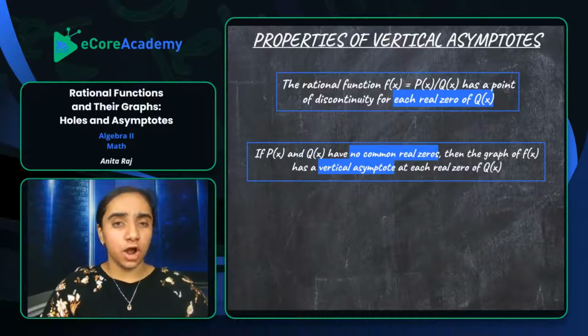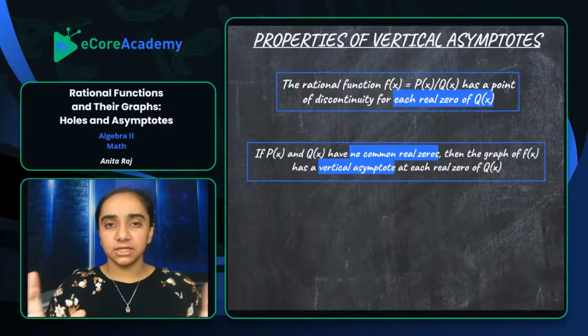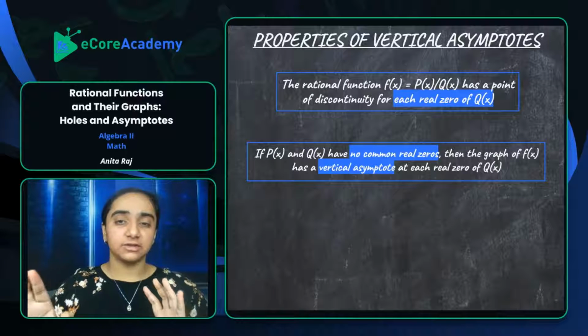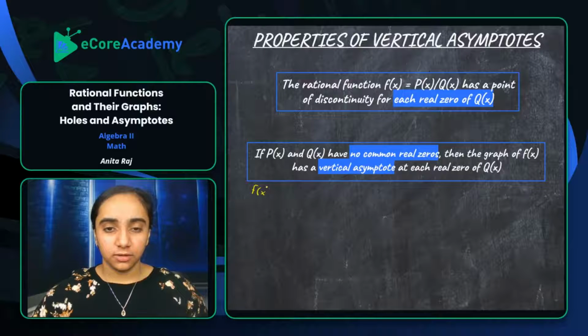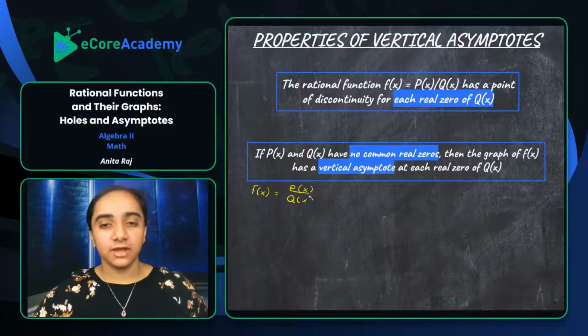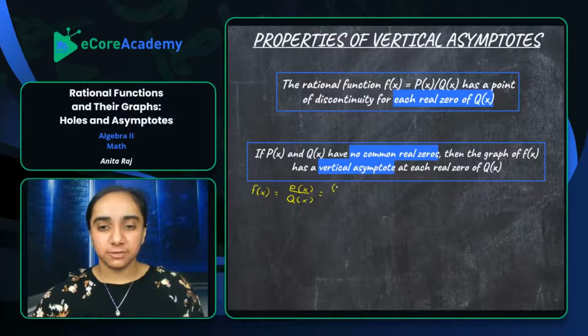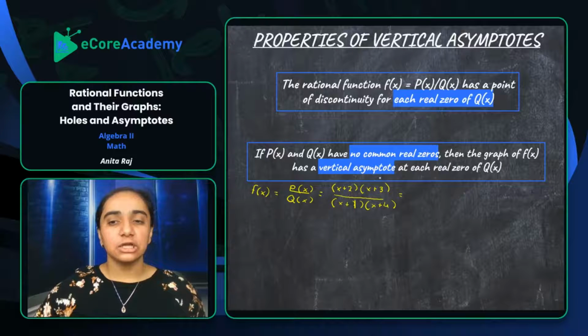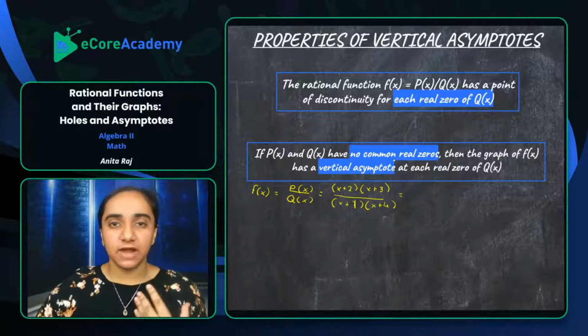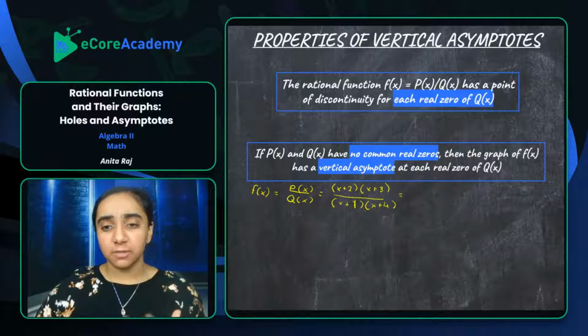If P of x and Q of x have no common real zeros, that means that if we factor P of x and Q of x, like we did in the last problem, they don't have any common factors. I'll show you an example. Let's say f of x is equal to P of x over Q of x. Let's say P of x was equal to x plus 2 times x plus 3. If you multiply that out, you're going to get a quadratic trinomial, but let's pretend we already factored it. And then let's say Q of x is equal to x plus 1 times x plus 4. Let's say we already factored Q of x. As you can see, there are no common factors here. In the last problem, we had a common factor of x minus 4. This problem, we don't have any common factors.